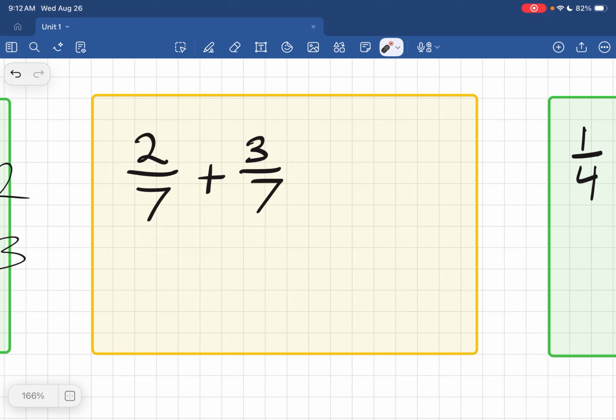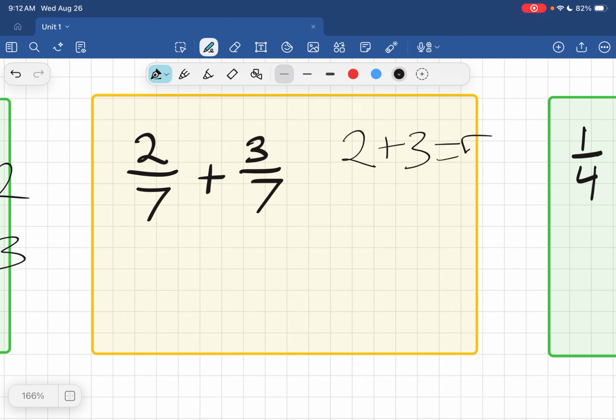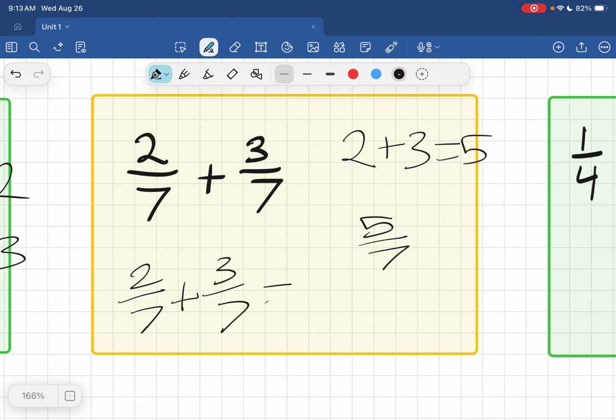Now let's add fractions. We'll start with fractions that have the same denominator. Notice that both denominators are 7. Two plus 3 equals 5. 5 over 7. When the denominators are the same, we add the numerators. We do not add the denominator. The denominator stays 7. So 2 over 7 plus 3 over 7 equals 5 over 7.